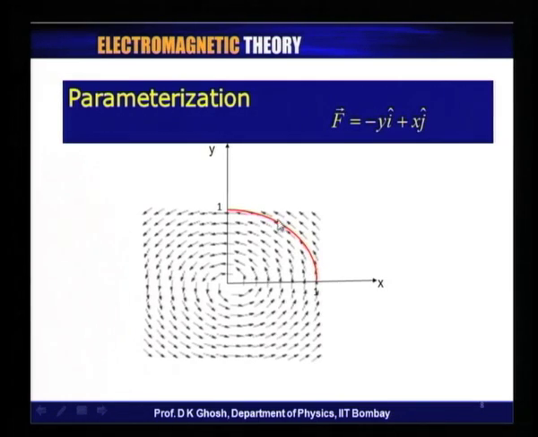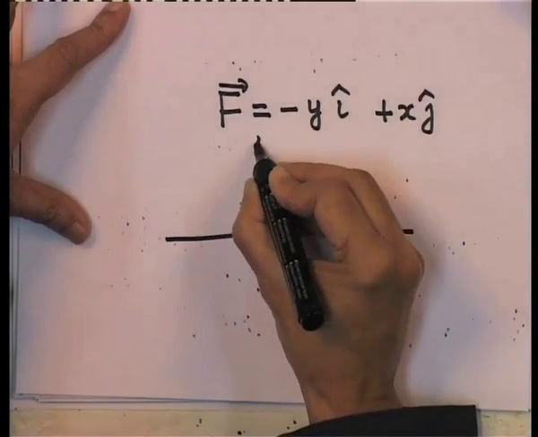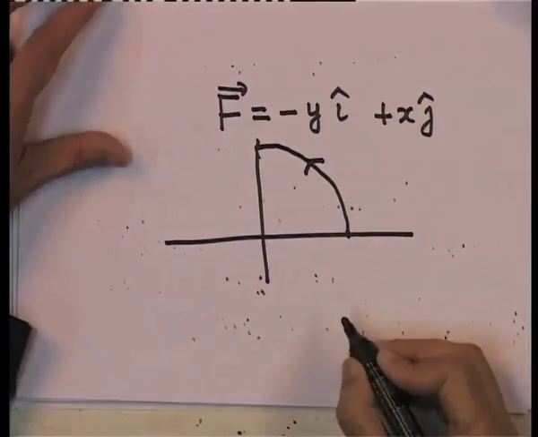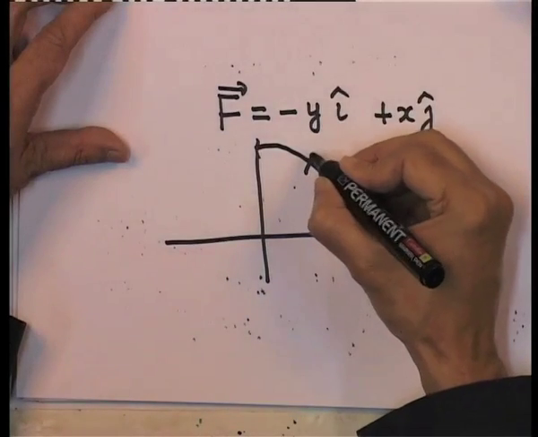Now, if you look at the sketch of the vector field that I have made, you notice that in this quadrant, because x is positive, there is always a positive y component of the vector field. As a result, loosely speaking, these vectors are all directed somewhat in the upward direction. I am going to compute my line integral along this path. And in this path, the direction of dl is like this.